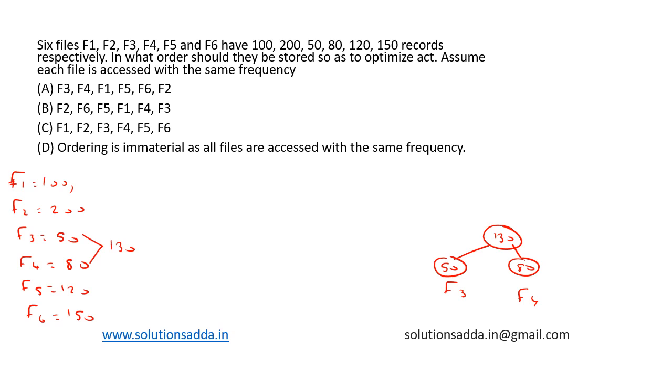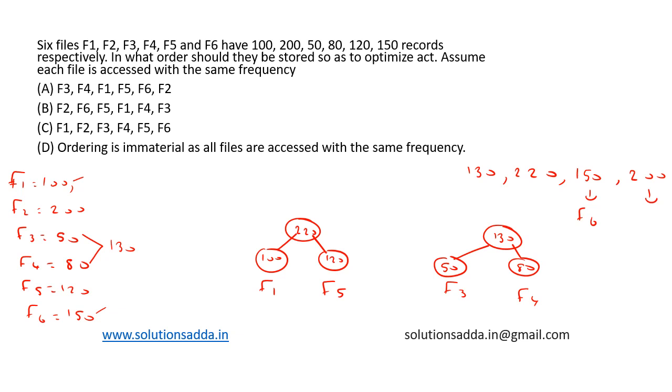Now the next two smallest numbers of records are 100 and 120. Let's merge those two. This is F1 and this is F5. So merging this, we will get 220. Now we have 130, 220. Then we have 200. This 120 is already taken out. Next we have F6, that is 150, and 200. This 150 is F6. This 200 is from F2.